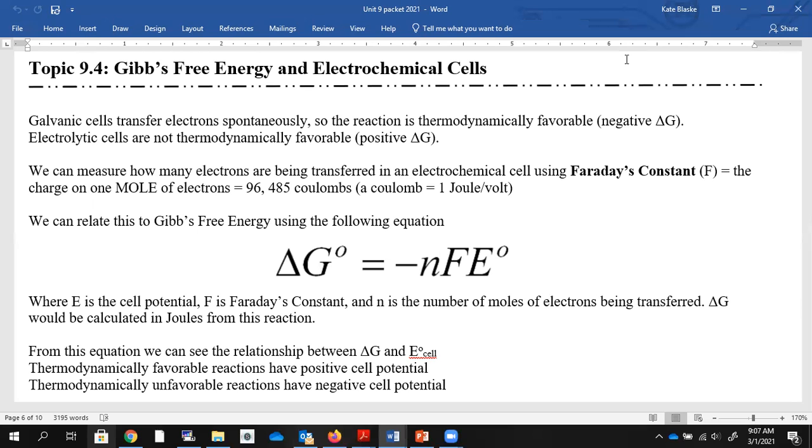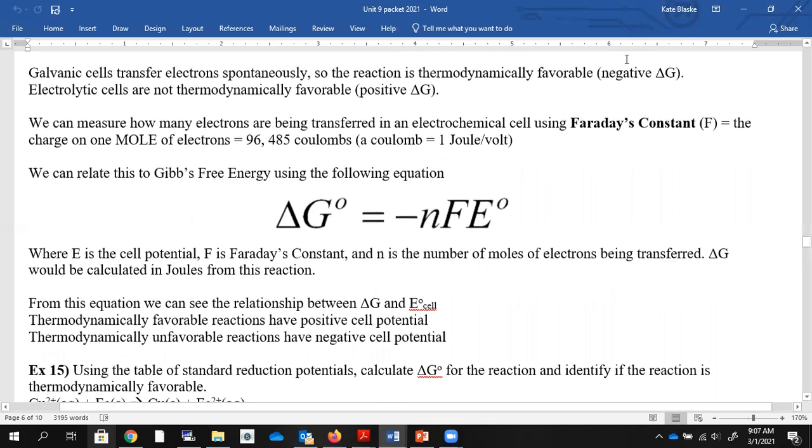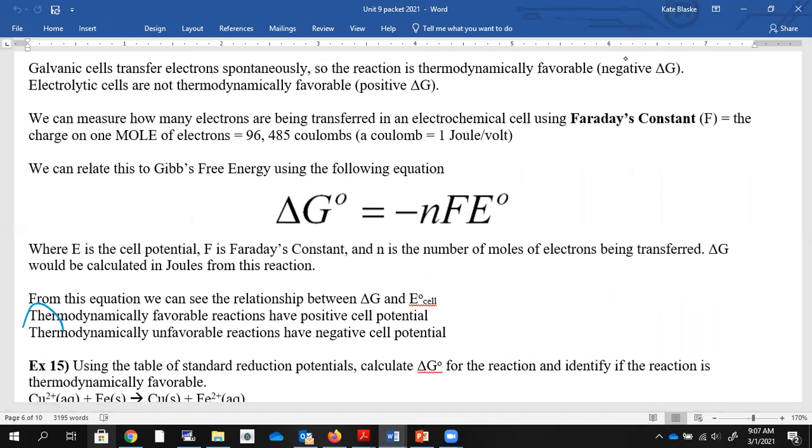So there is a very direct relationship: thermodynamically favorable reactions have a positive cell potential and unfavorable reactions have a negative cell potential. We can relate those together using this equation. Gibbs free energy is equal to the negative moles of electrons that are being transferred, multiplied by Faraday's constant, and then multiplied by the cell potential for that overall reaction.